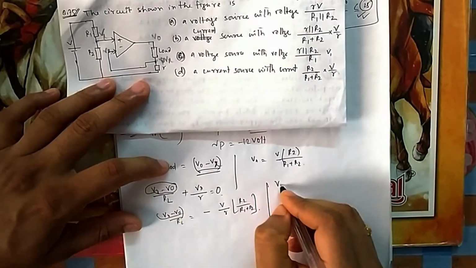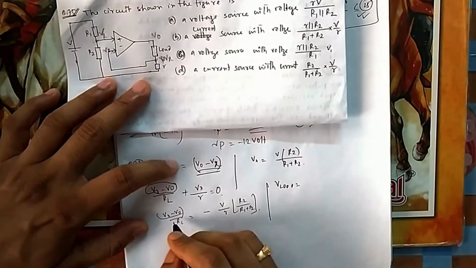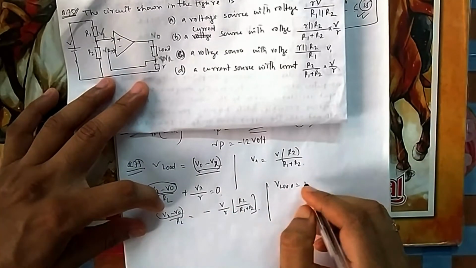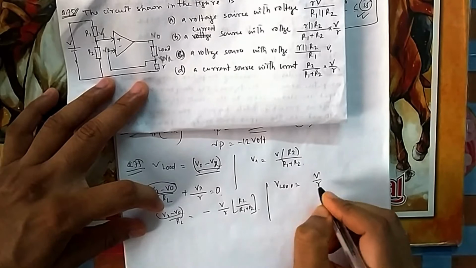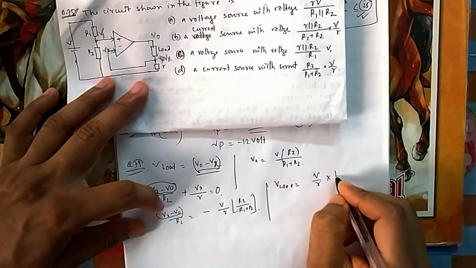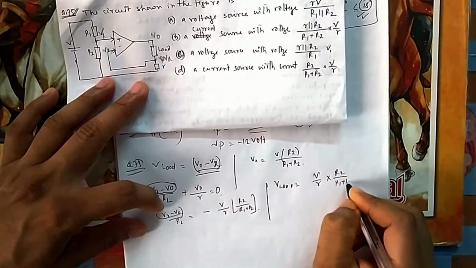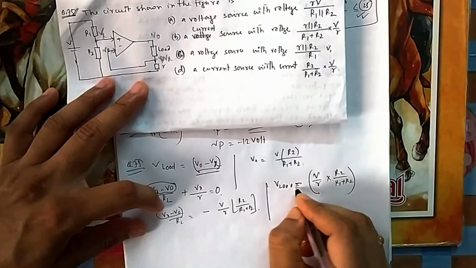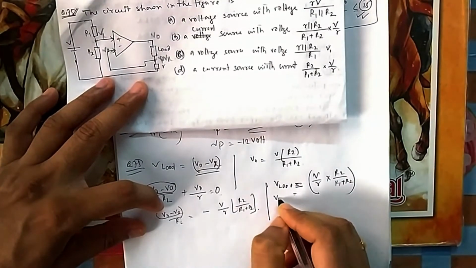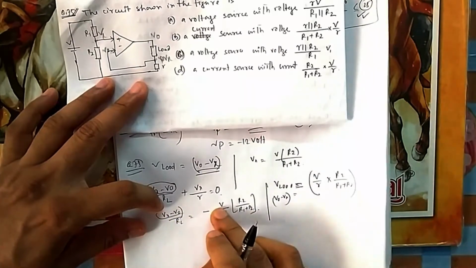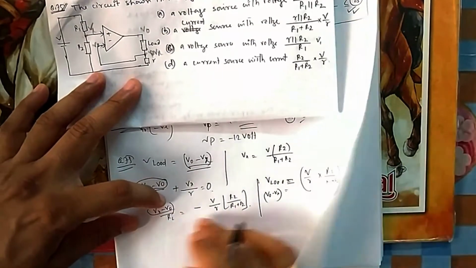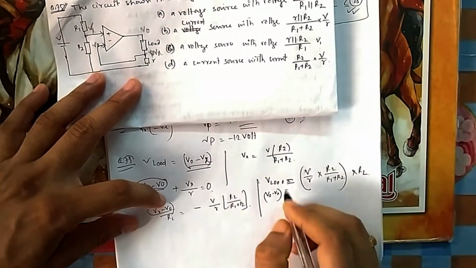So what we need is the V load. V load is V0 minus Vx, which is the negative of that one. So the minus will get cancelled. So it will be V by R into R2 by R1 plus R2, because V load is V0 minus Vx, the negative of this one. If you put the minus, this minus will get cancelled and this RL will come. So what is your V load?